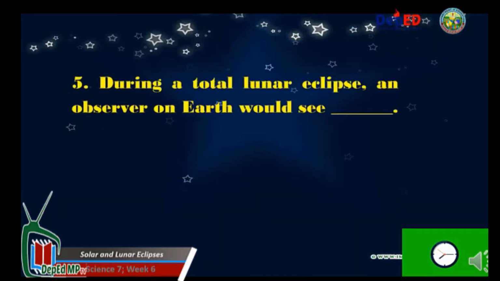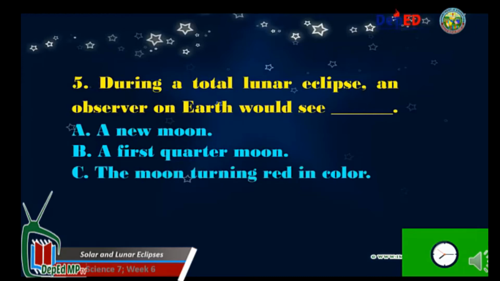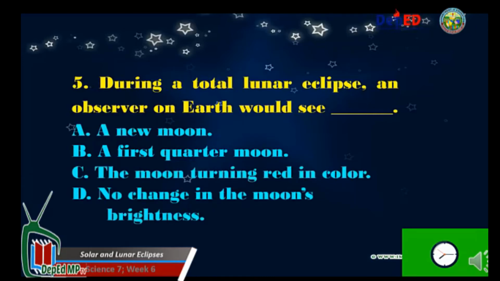Number 5. During a total lunar eclipse, an observer on Earth would see blank. A. A new moon. B. A first quarter moon. C. The moon turning red in color. And D. No change in the moon's brightness.